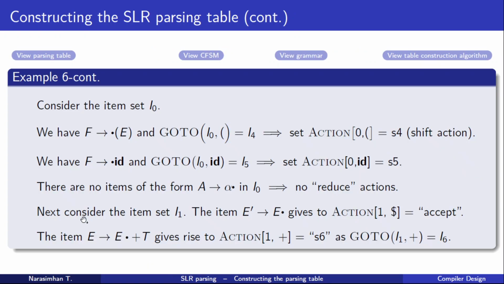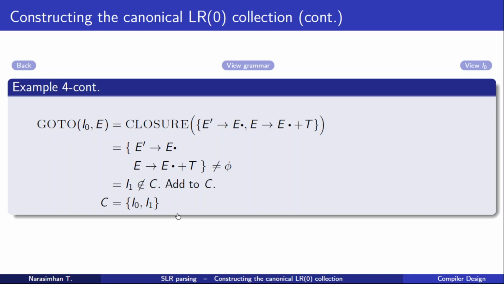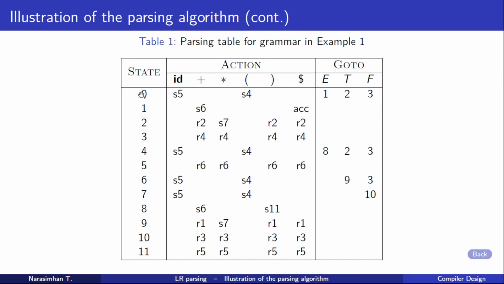Let us take I1. In I1 you have an item of the form E' giving E dot. This is actually of the form S' giving S dot. So you should create an accept entry. So what should you do? State 1, $ will be accept. ACC means accept.